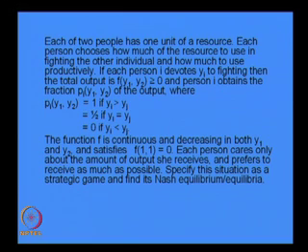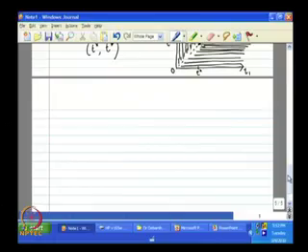The function f is continuous and decreasing in both y1 and y2 and satisfies f(1,1) equal to 0. Each person cares only about the amount of output she receives and prefers to receive as much as possible. Specify this situation as a strategic game and find its Nash equilibrium or equilibria. There are two players.